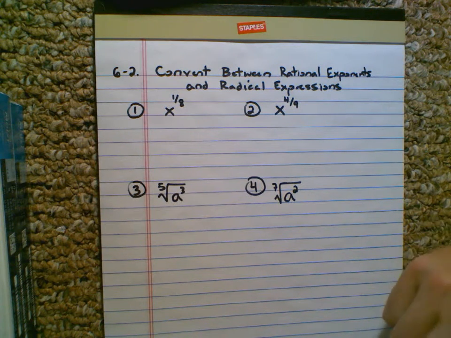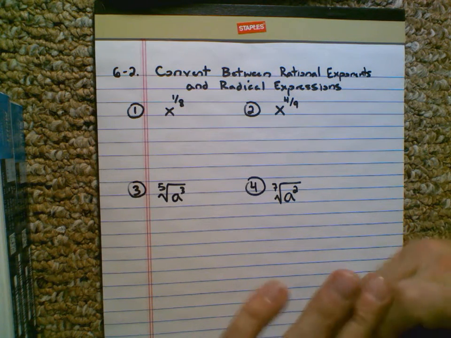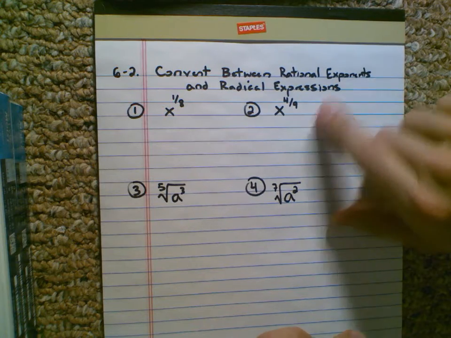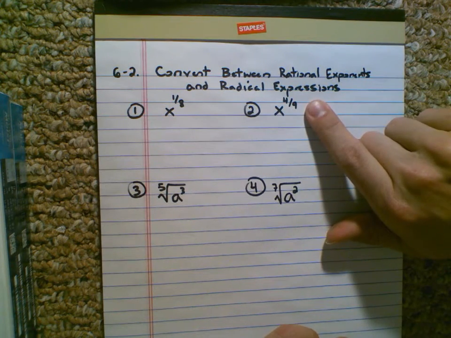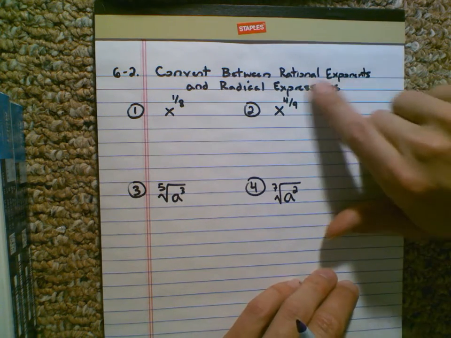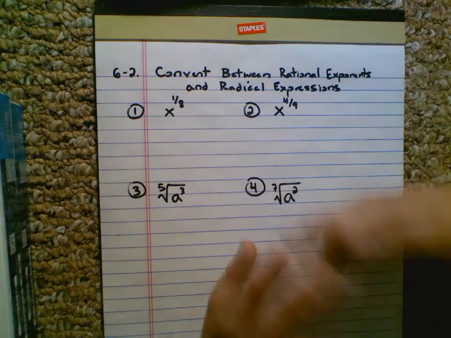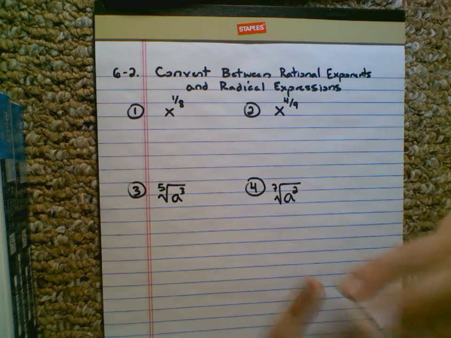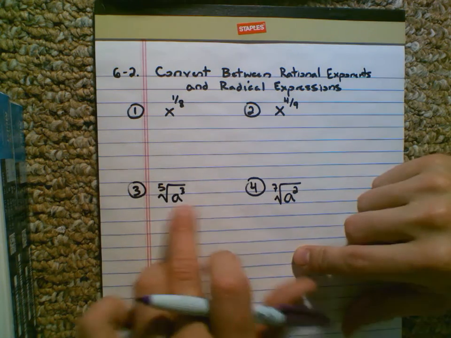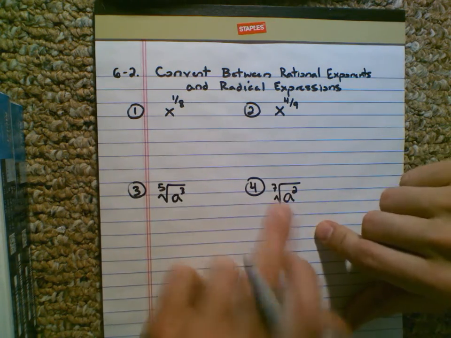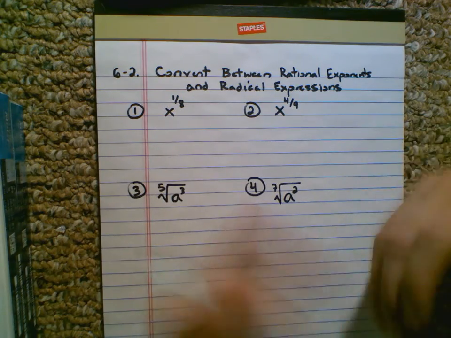In this video, we're going to talk about converting between rational exponents and radical expressions. Now, a rational exponent, this word rational really just means fractional. If the exponent's a fraction, we call it a rational exponent. A radical expression is when we have a radical bar in the expression. We want to be able to convert between these two things.